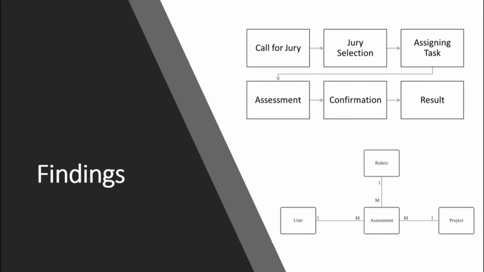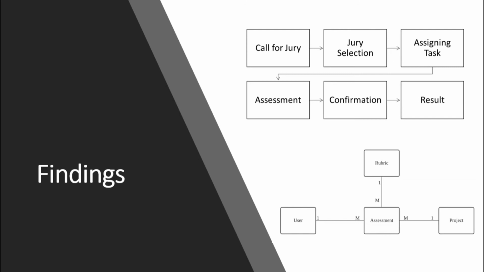Based on the analysis and the methodology that has been conducted, we came out with a process that we call the information system procedure. This shows the judging process from the start until the end. The process starts with the call for jury, an open call for jury nomination usually through email and the website. Second, a personalized invitation to the qualified individual to be appointed as a jury.